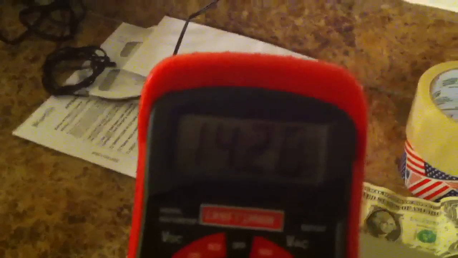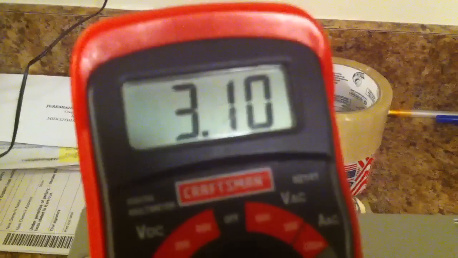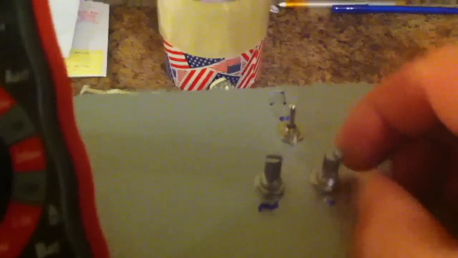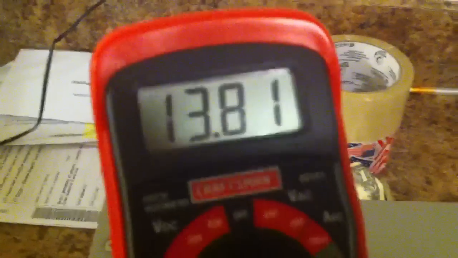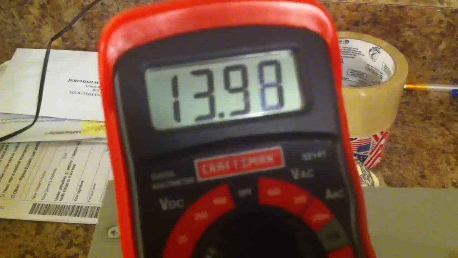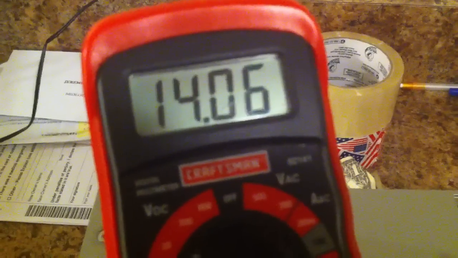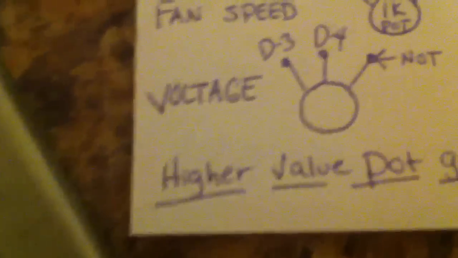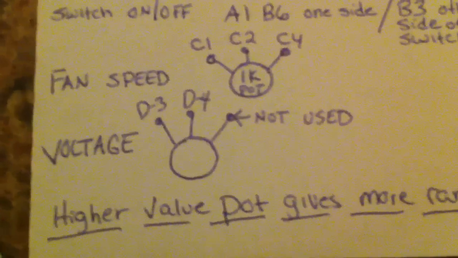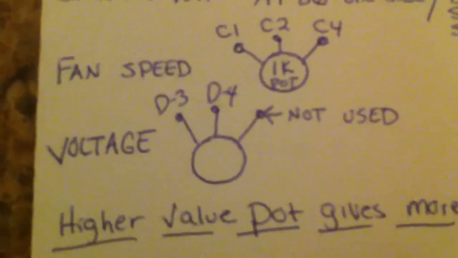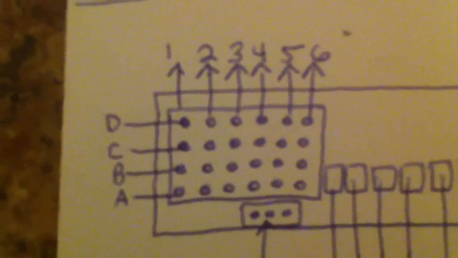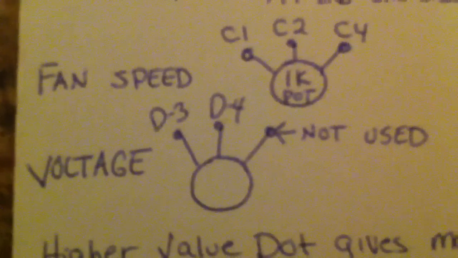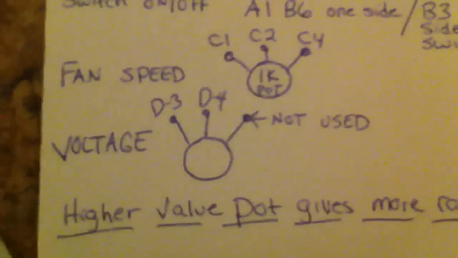And then for your variable voltage adjust, got that on a pot as well. Goes up pretty slow if you want it to. You want variable voltage adjust, then you get another 1K pot, and you take D3 and D4. D4 goes to the center pin, and D3 goes to either side. It don't matter which side you put it on.